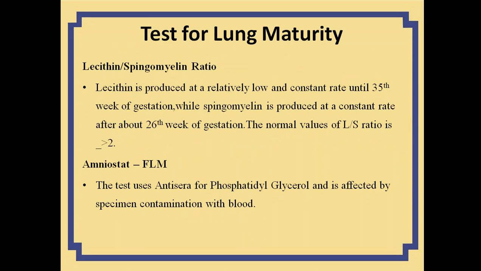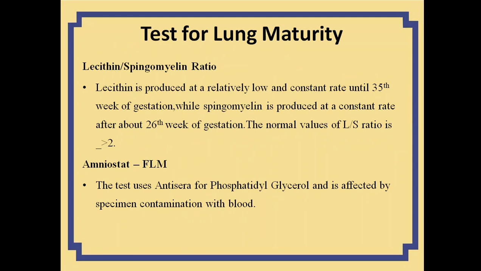The first process is the lecithin-sphingomyelin ratio. They calculate the lecithin-sphingomyelin ratio. Usually lecithin is produced in a low amount and remains constant till the 35th week of gestation. And sphingomyelin is usually present at a constant rate after about the 26th week of gestation. The normal value of the L/S ratio is greater than or equal to 2.